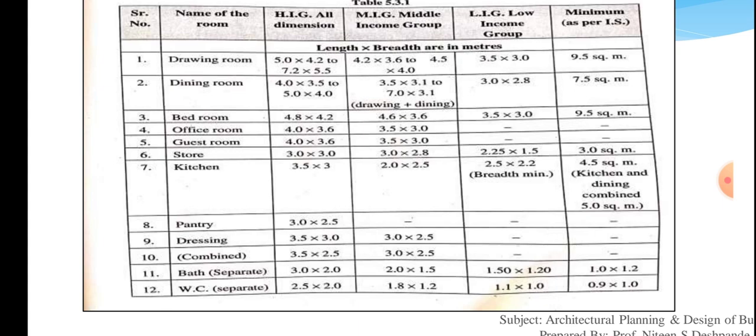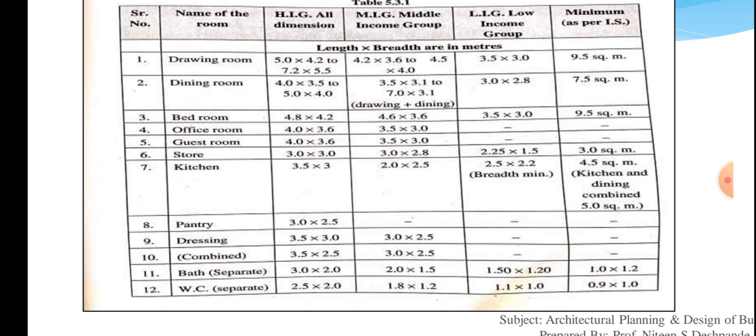For kitchen, for higher income group it is 3.5 by 3, for middle income group it is 2 by 2.5, for lower income group it is 2.5 by 2.2, and as per Indian standard the minimum area required for the kitchen is 4.5 square meter, and if the kitchen and dining are combined it should be 5 square meter at least.